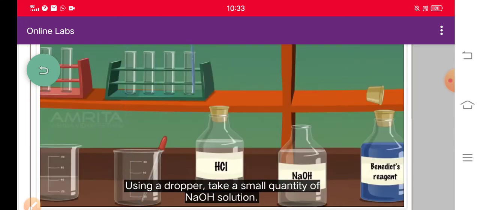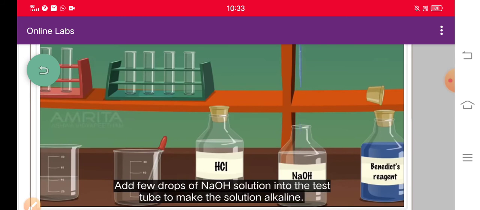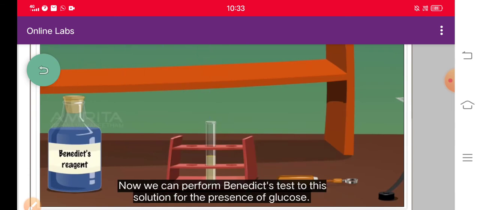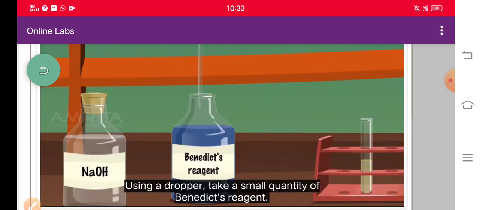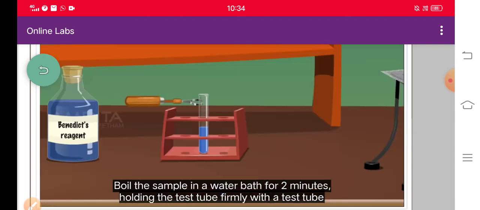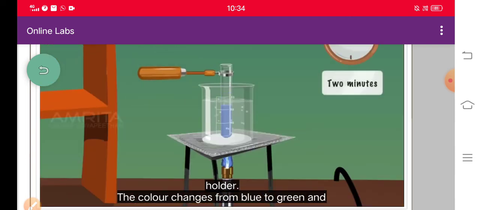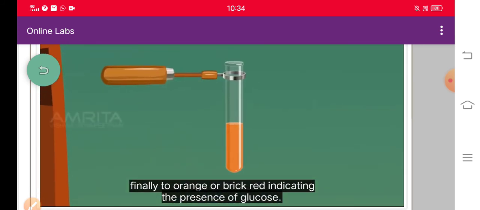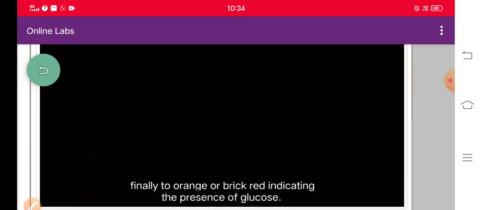Using a dropper, take a small quantity of NaOH and put it into the extract solution. After it, using a dropper, take a small quantity of Benedict reagent. Add the reagent to the test tube containing the sample. Boil the sample in a water bath for 2 minutes, holding the test tube. Now the color changes and blue to green appears. After that, finally orange or brick red color indicates the presence of glucose.